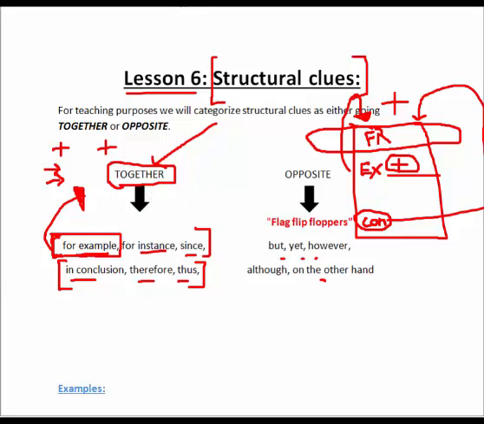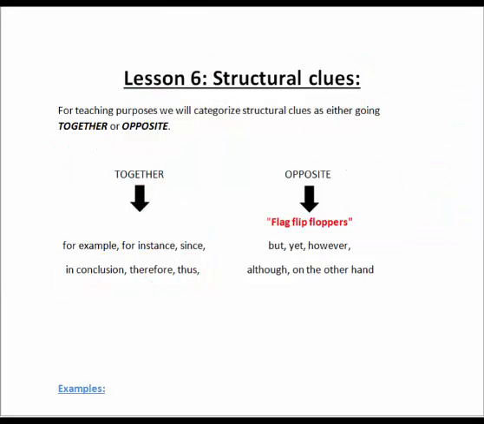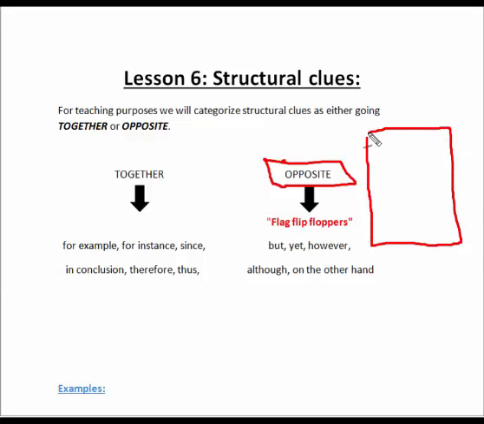Together, we have structural clues that are considered opposite. And these structural clues that are opposite, another word for them you will see when we get to ACT is called flag flip-floppers. And flag flip-floppers, or opposite structural clues, are going to switch direction. Let's go ahead and illustrate this with a paragraph.